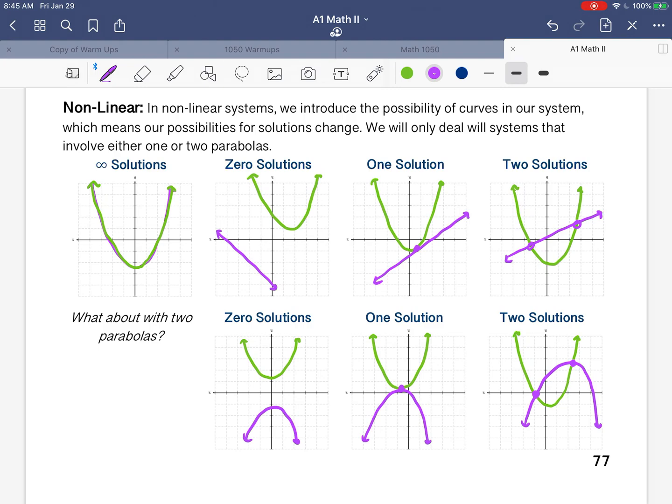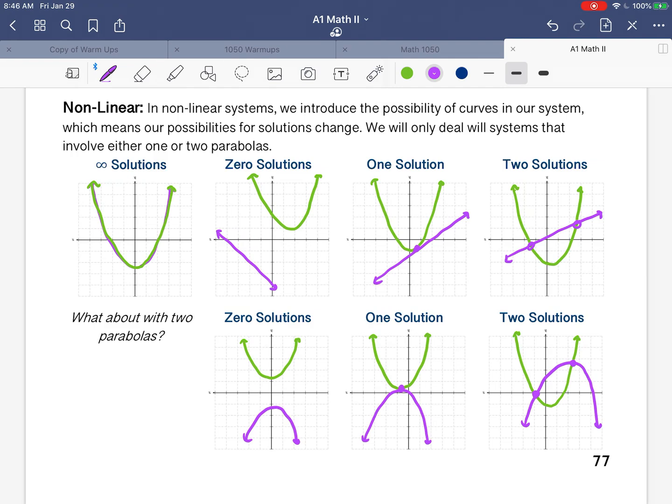So a lot of what we'll deal with today is either one solution or two solutions, because the other two options, zero solutions is not very fun because you just get that nothing works in your algebra, and infinite solutions is also boring because it's just two of the same exact equation, and so it's not very interesting mathematically. So we will mostly deal with one solution and two solutions, and I'm going to say mostly two solutions, and you will see why as we solve these.